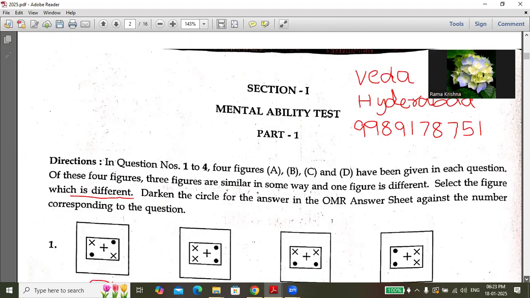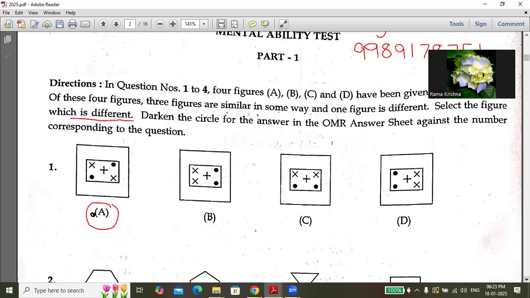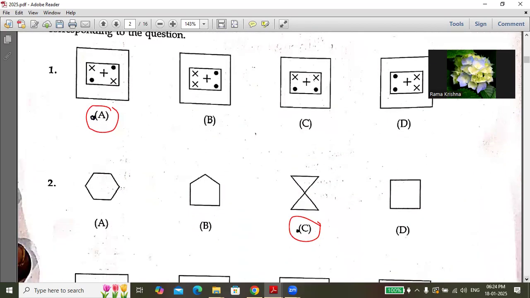So we'll start with mental ability. The first one is odd man out. When you check here, A is the correct answer, because the arrangement of plus, into, plus, into in B, C, D follows some manner, but not in A. So A is the correct answer.